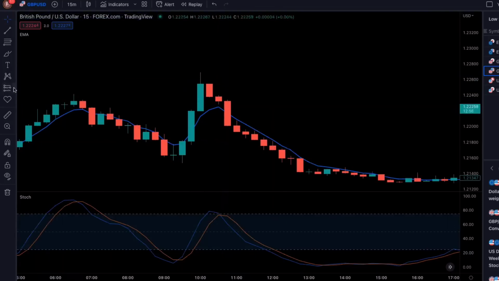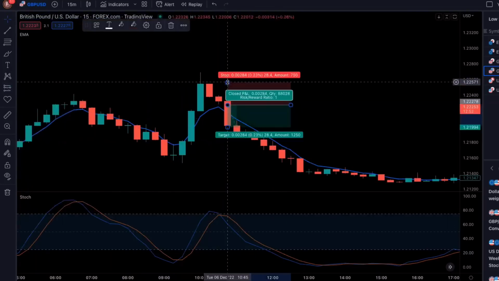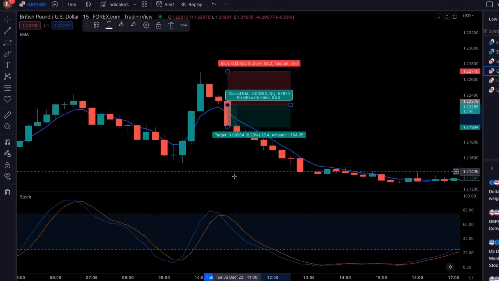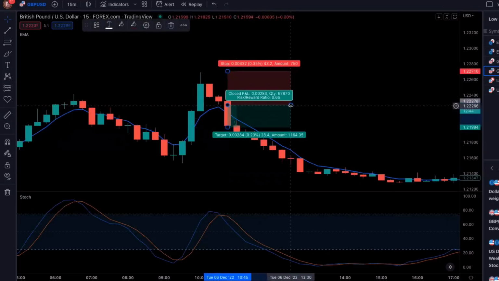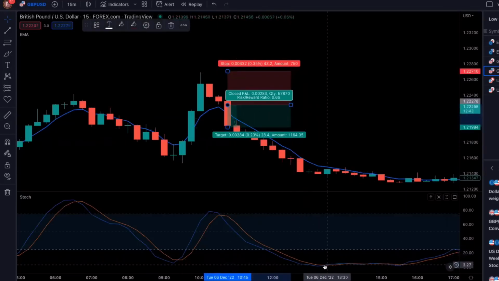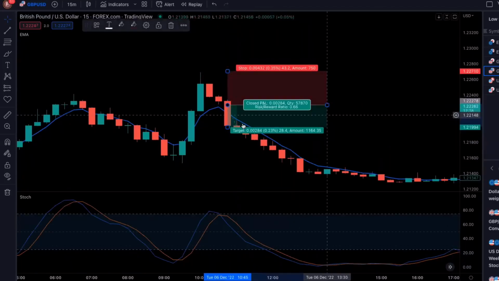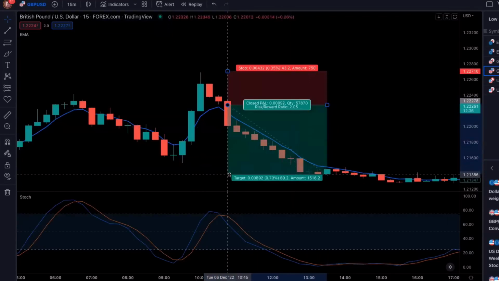So let's do this short position. So you got in right there. Your stop loss would be the recent swing high. And then you'd wait until the crossover again to be able to get out. So you'd get out all the way over here at that candle.